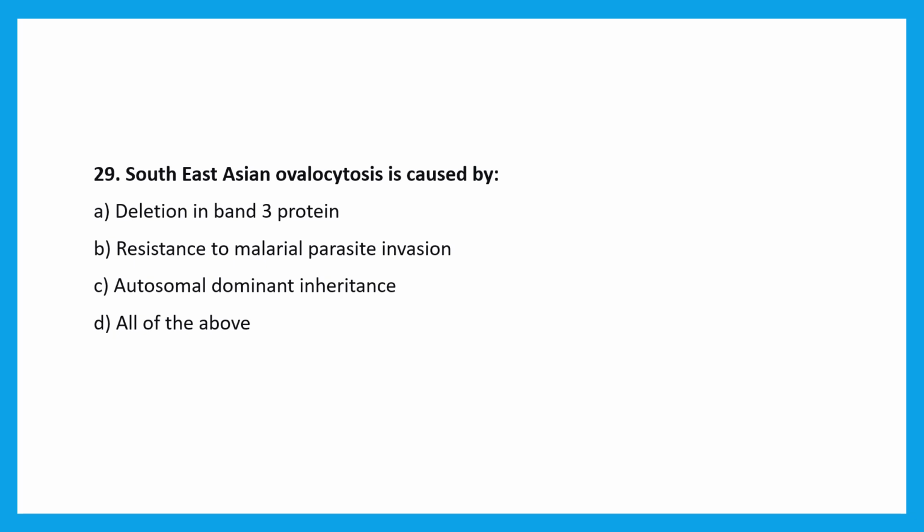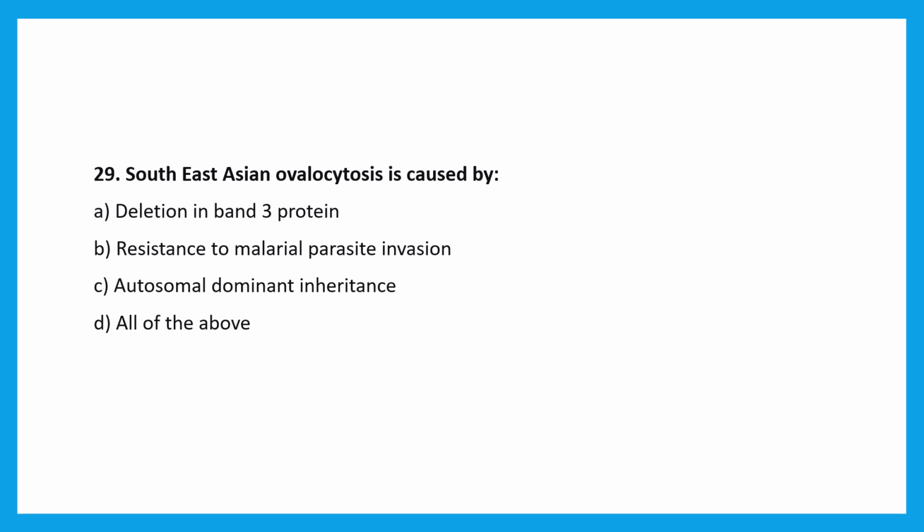Southeast Asian ovalocytosis is caused by: A, deletion in band 3 protein; B, resistance to malaria parasite invasion; C, autosomal dominant inheritance; and D, all of the above. What do you think is the correct answer here? So look at this. There are three answers that are correct here.